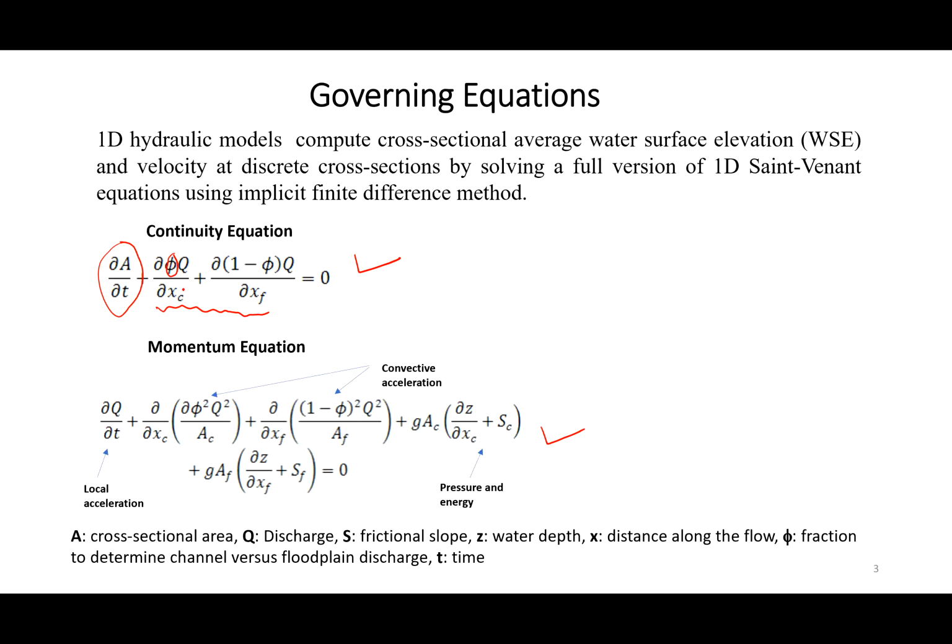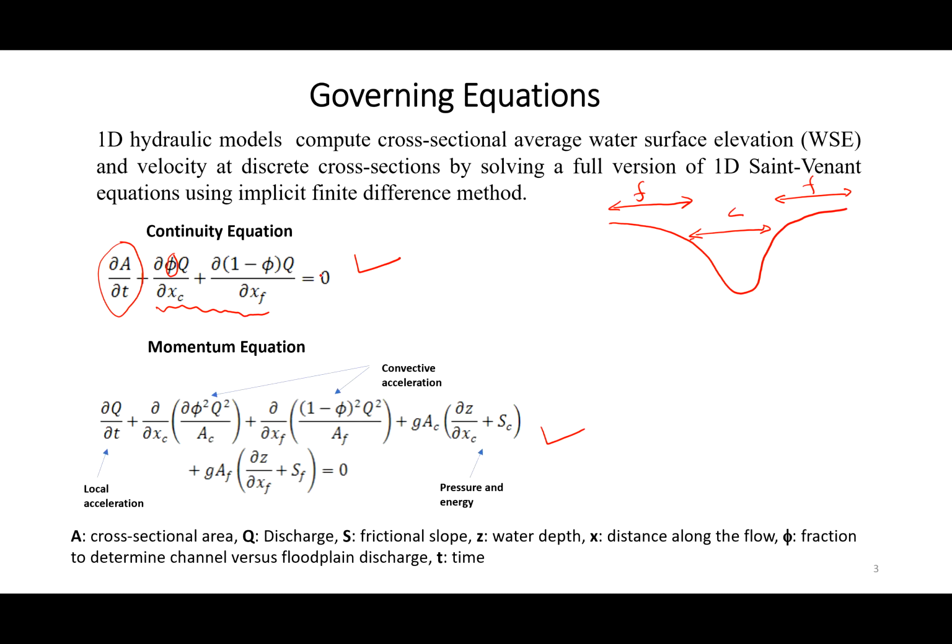The reason you see XC and XF here for HEC-RAS is just to differentiate the flow in the main channel, and this is our floodplain here. So the F term that you see in both equations is related to the flow in the floodplain, and the C term is related to the flow in the main channel.